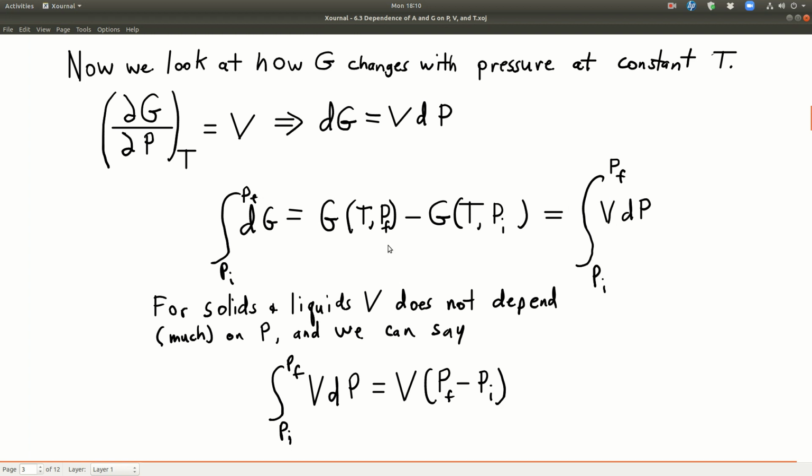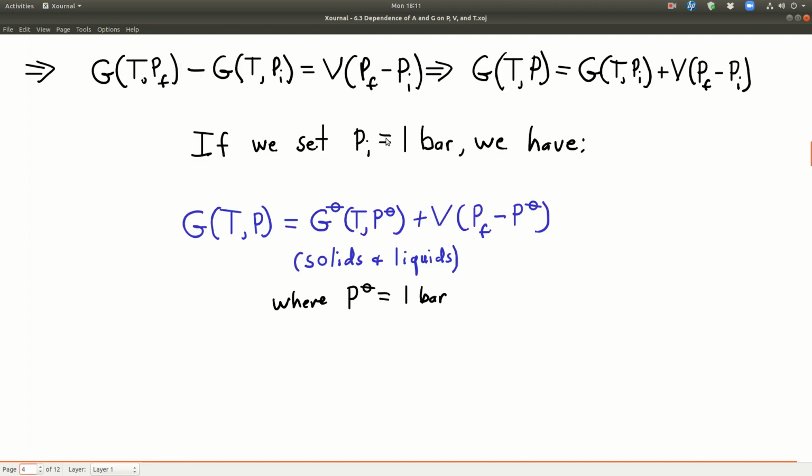Now, if we're talking about a solid or liquid, we can say that the volume doesn't really depend on pressure, it doesn't really change. So it's a constant, we can pull it out and we just get the integral of VdP is equal to V times the final minus the initial pressures. It gives us that the Gibbs energy at the final pressure minus Gibbs energy at the initial pressure, temperature being constant, is equal to V times delta P. Or rearranging this a little bit, and this is where it starts to get useful.